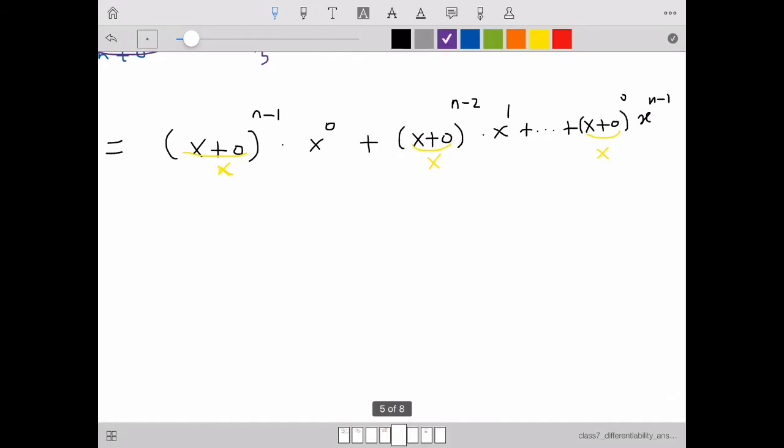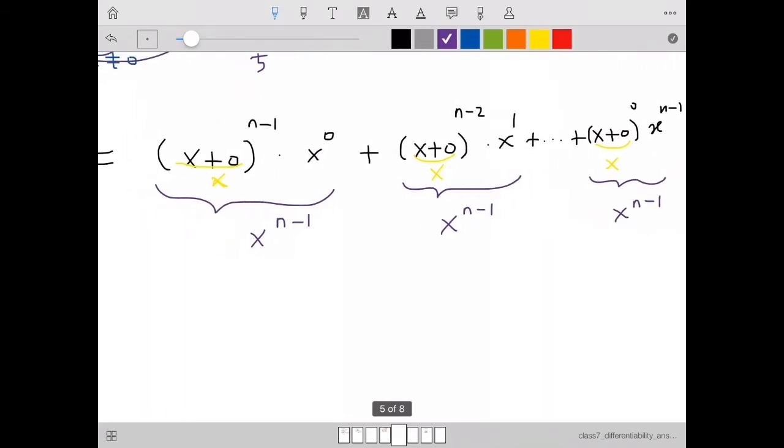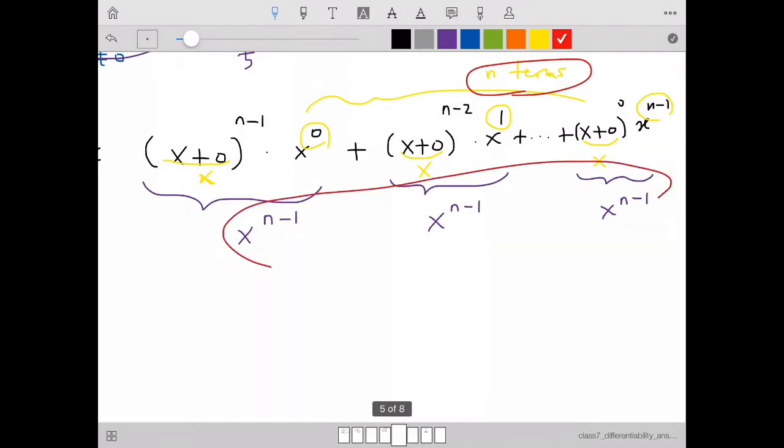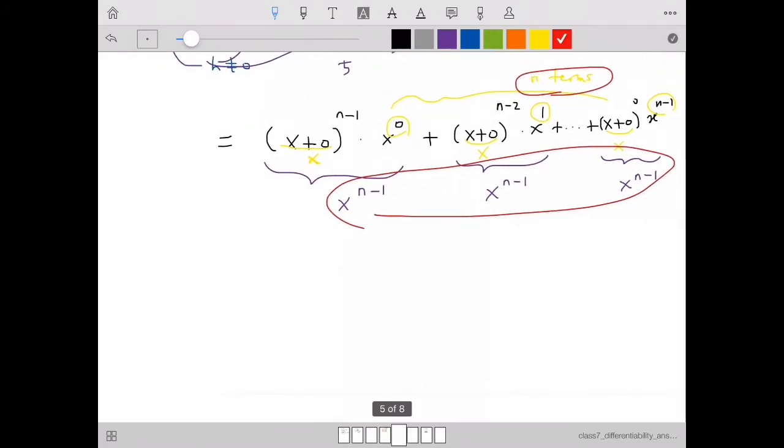And when I do this, I get x to the n minus 1 here. When I combine them, I get x to the n minus 1, same thing here. And how many terms do I have? Well, if I look at the power of this, it starts at 0 and it ends at n minus 1, so there are n terms. So we're adding n terms of x to the n minus 1. So all of that becomes n times x to the n minus 1.